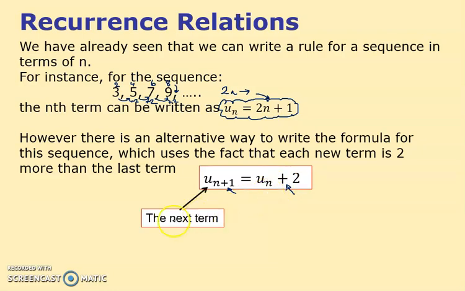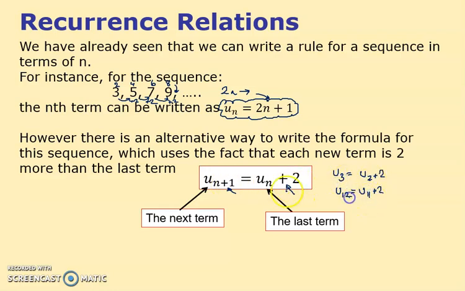And what does it mean? Well, it basically means in order to find the next term, which I'm calling u(n+1), we take the last term that we had, which I'm calling u(n), plus 2. Now, I'm saying u3, for instance, equals u2 plus 2. I'm saying u12 will be u11 plus 2. Notice in each case, if this is 2, this is 3, if this is 11, this is 12, the next term is always one more than the last term. So if I know what u2 is, well, I do, it's 5, so it equals 5 plus 2 equals 7.